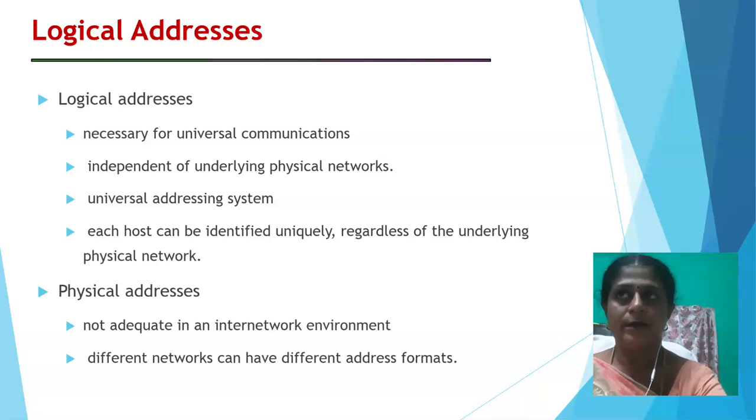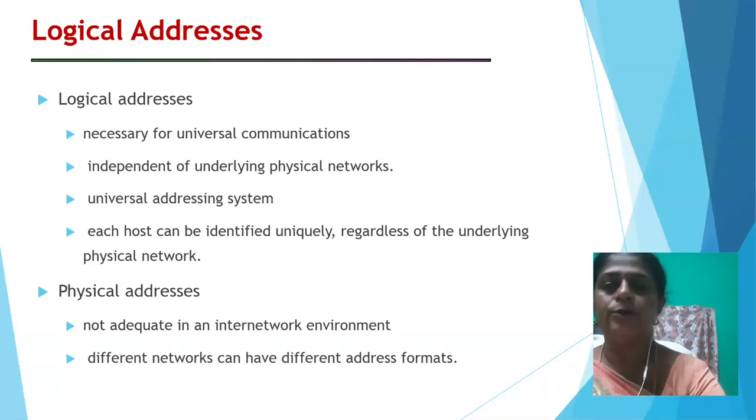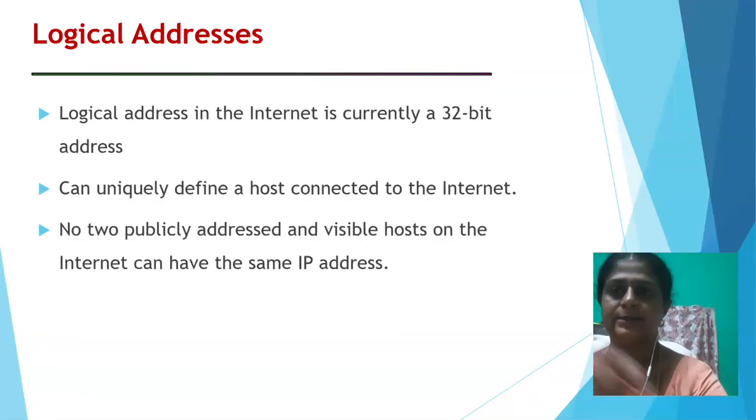So here in the network layer we address the data as packets, and in the data link layer we address the data as frames. Logical addresses transfer the packet of data from one network to another network. For transferring packets from one network to another network, physical addresses are not adequate, because, as I told you, every network will have different formats. So we need to follow an international standard or a universal addressing system. So we go in for logical addresses.